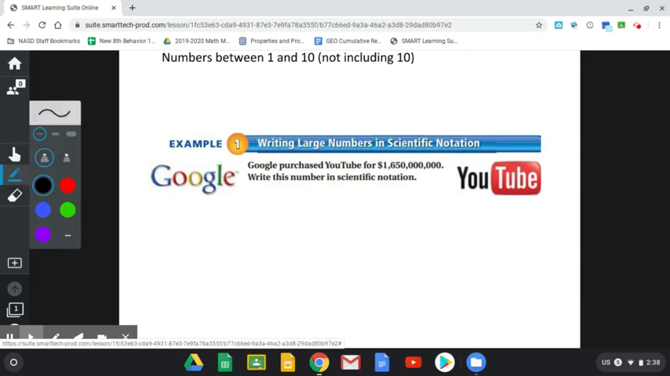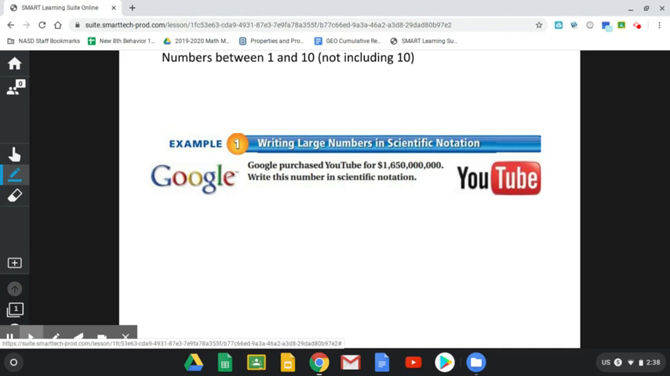So let's start off with example number 1, writing large numbers in scientific notation. Remember, any number that's greater than or equal to 10, we're going to consider a large number. So in the example, Google purchased YouTube for $1.65 billion. Write this number in scientific notation. So in order to do this, the first thing we're going to do is rewrite this large number without the commas. So 165, and there are 7 zeros. All right, so that's our number.